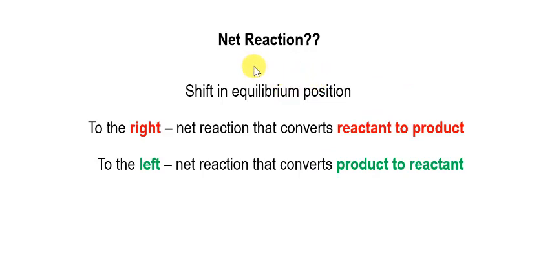So, the net reaction refers to the shift in the equilibrium position, whether to the right or left. The equilibrium position is defined by the specific equilibrium concentration or pressure. A shift to the right is a net reaction that converts reactants to product. A shift to the left is a net reaction that converts product to reactant.